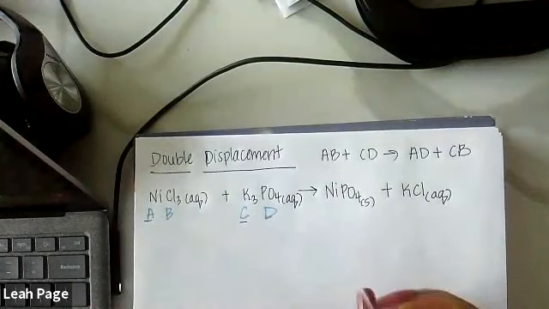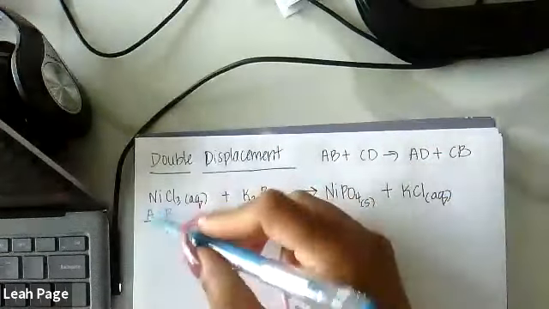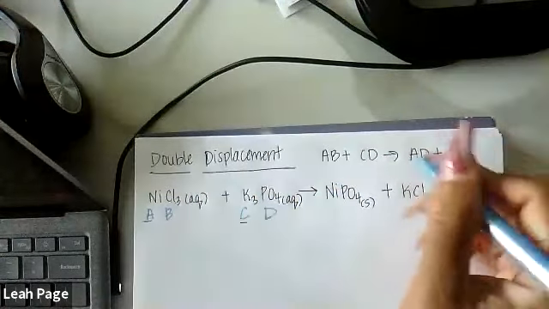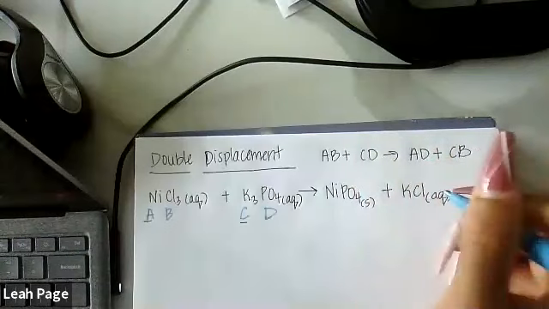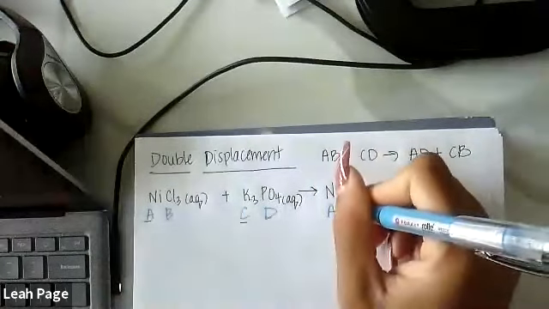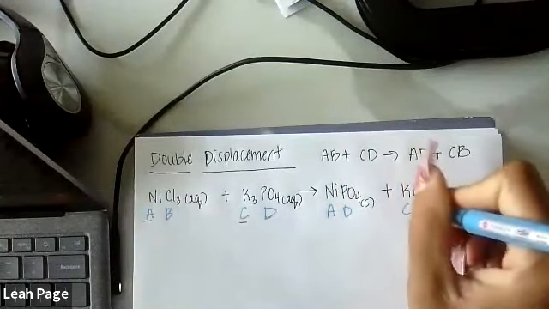All right, so this is considered my molecular equation. Remember, my A and my C switch places. So now I'm left with A and D, and then C and B.